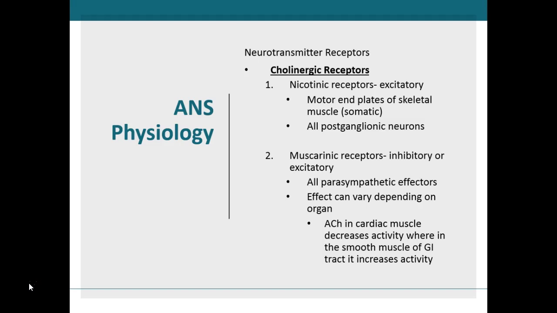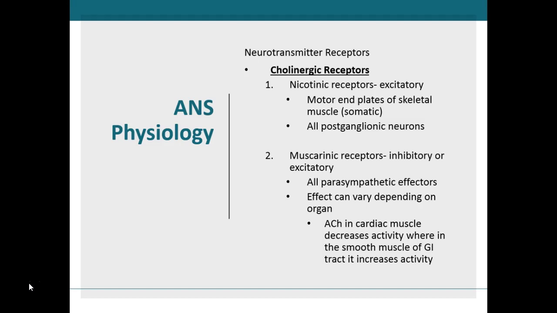So nicotine is a naturally occurring substance in tobacco leaves, but it's not naturally occurring in humans, and of course it's not present in non-smokers. But when nicotine binds those receptors, it functions the same as the acetylcholine.